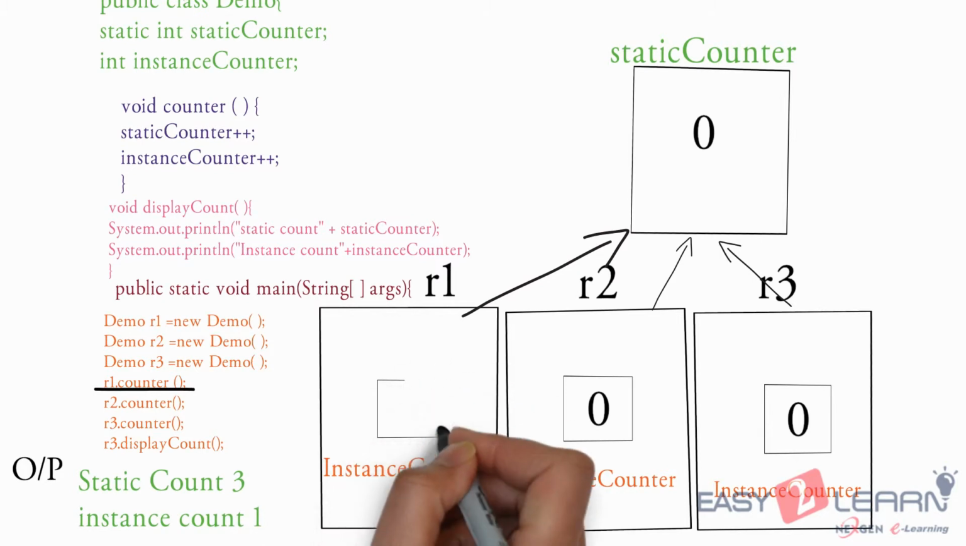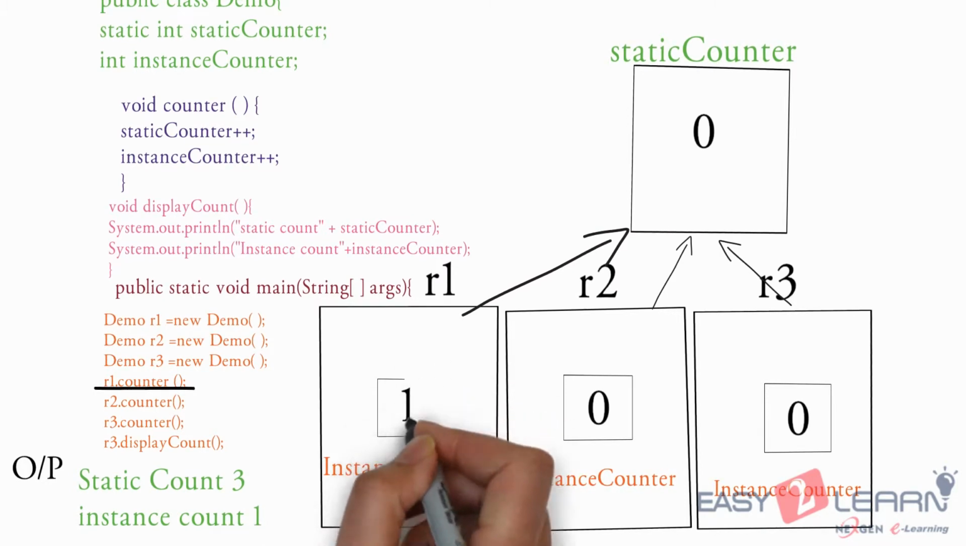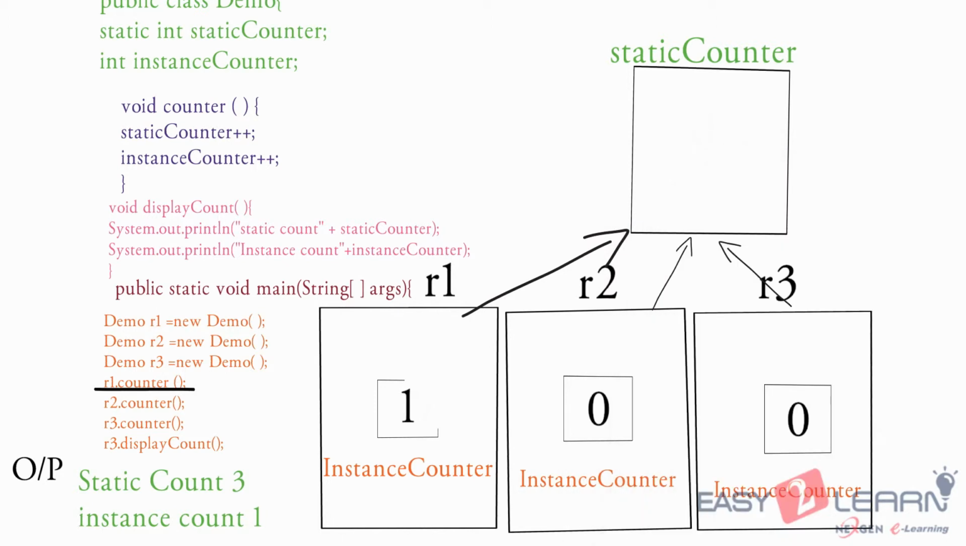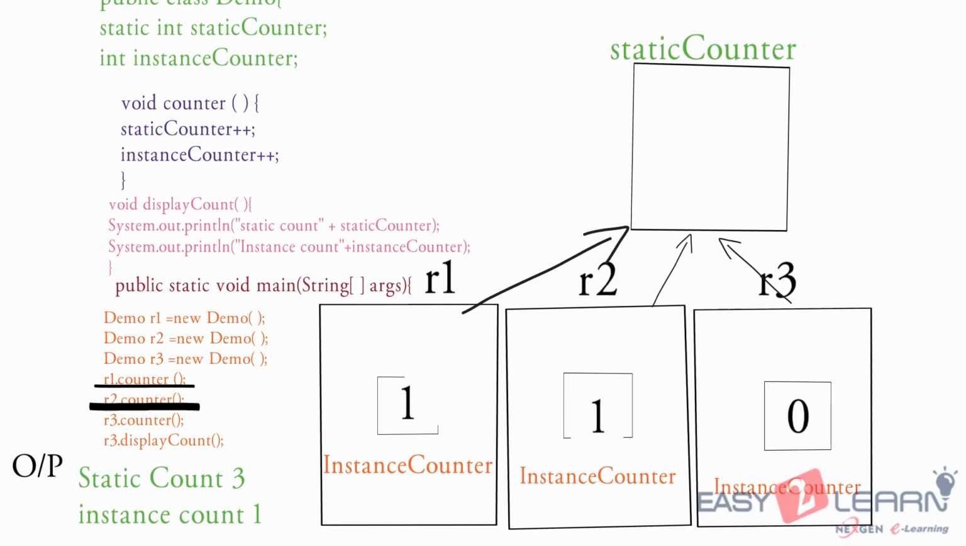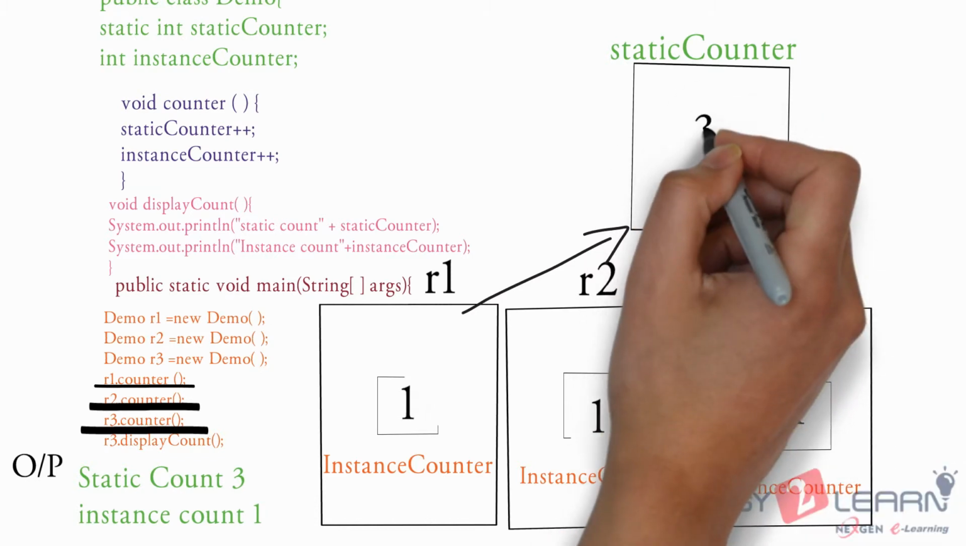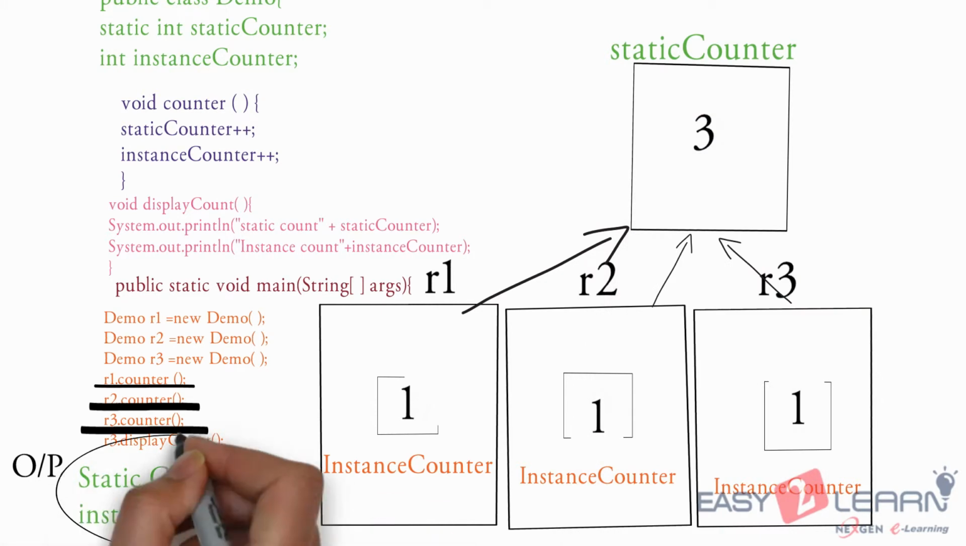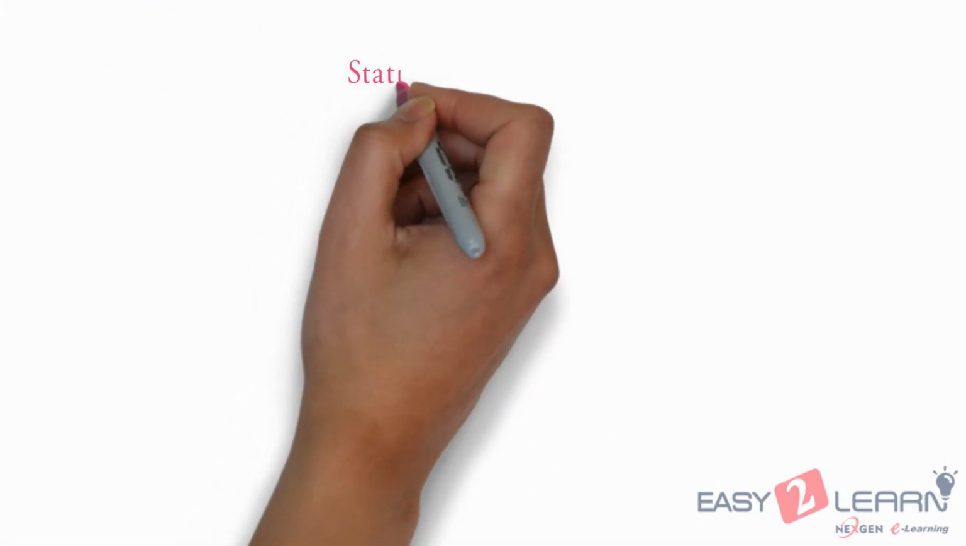So R1 counter, because it is incremented, the value of R1 becomes 1. At the same time, static counter is also incremented, its value becomes 2. Similarly, R2 is also incremented and becomes 1, but at the same time static counter is also incremented and now the value becomes 2. Finally, R3, its value is incremented and also the static counter is incremented by 1, now its value becomes 3. So that's how the output is.